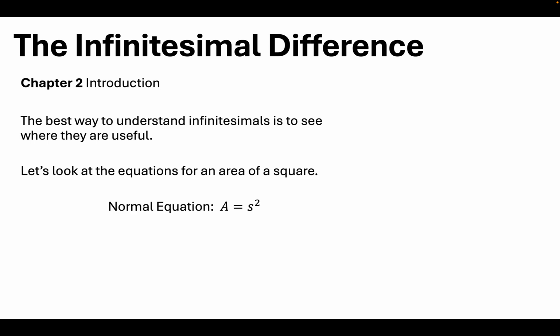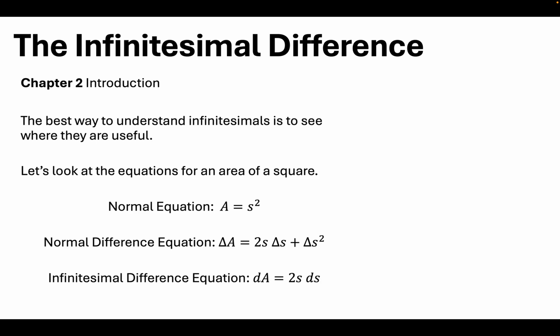So here are the equations for the area of a square. This is the normal equation. The area of a square is the length of a side squared. It's exact. You should all understand that by now. The difference equation, delta A is 2s delta s plus delta s squared, is exact. It works every time. The difference in the area of two squares is 2s times the difference in side length plus the difference in side length squared. And here is the infinitesimal difference equation, dA equals 2s ds. This is also exact. We cannot plug in a number for dA. We cannot plug in a number for ds. But dA is equal to 2s ds.